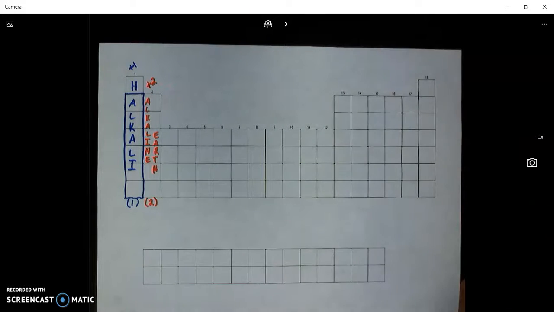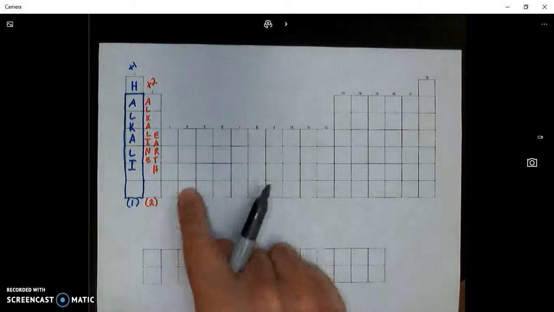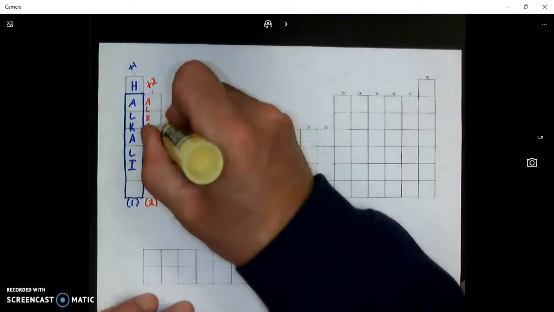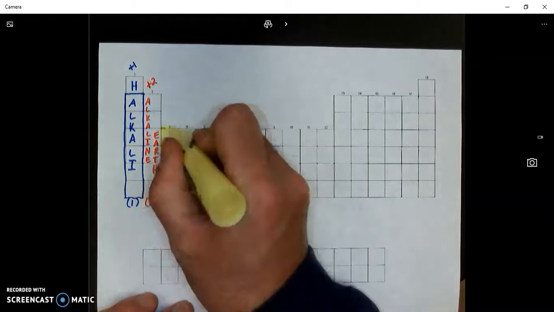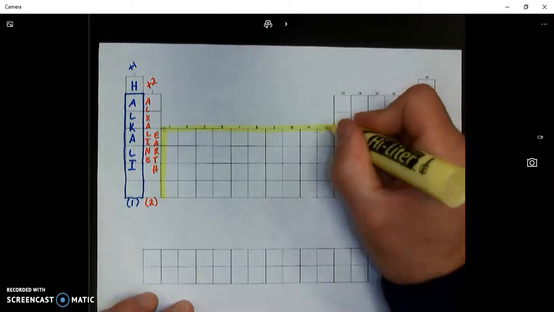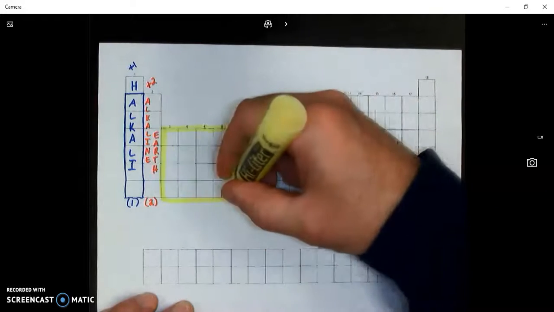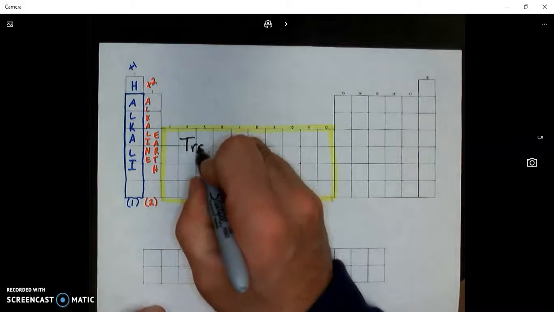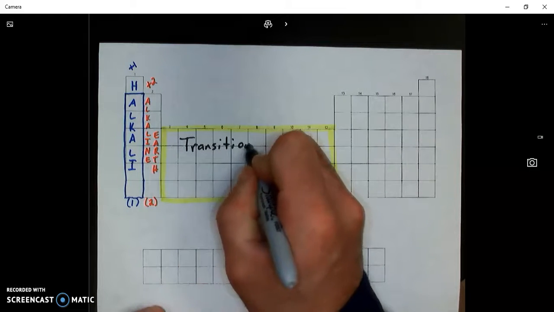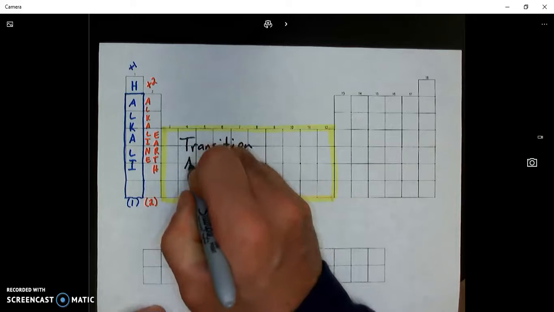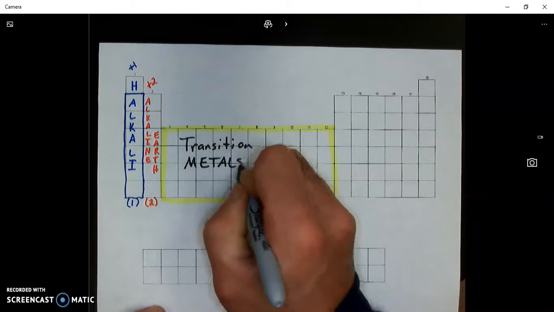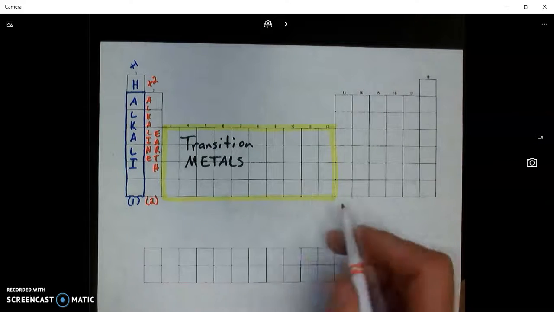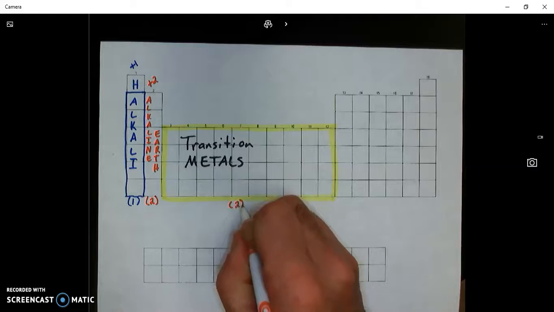In the middle here, this block of elements 3 through 12, I'm going to just put a highlighted line around this whole block here. So that would be 3 all the way over to 12. This block of elements is referred to as our transition metals. And in general, all of the transition metals have 2 valence electrons as well.